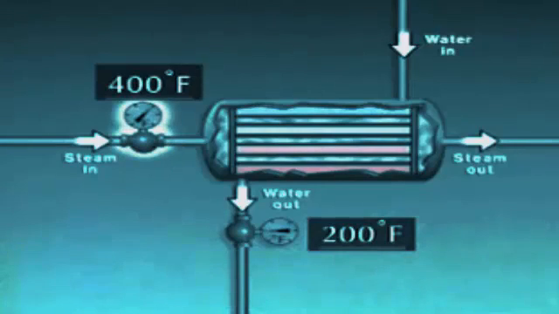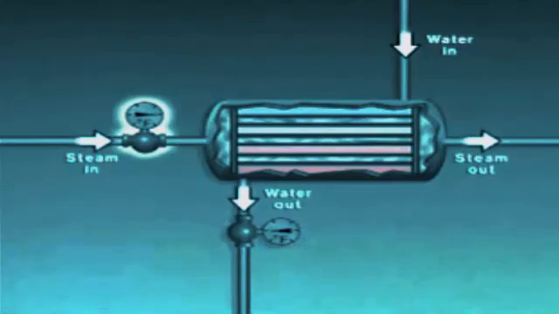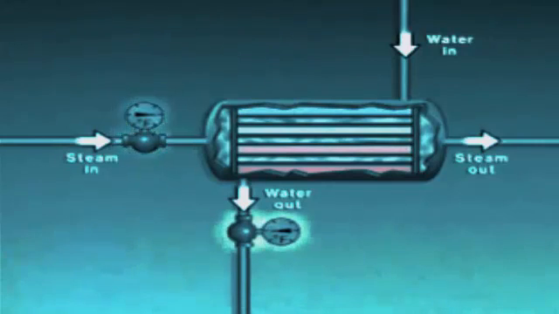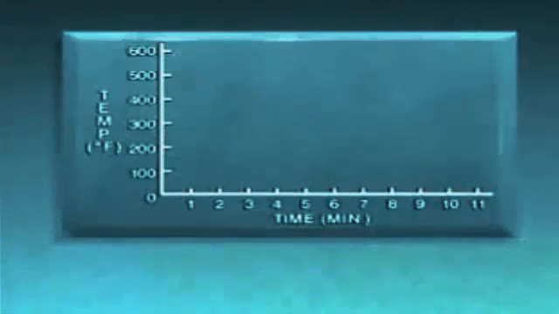Now, suppose a process disturbance causes the temperature of the steam to suddenly rise to 500 degrees. What do you suppose will happen to the temperature of the water? Even though the steam temperature increased suddenly, the water temperature will remain unchanged briefly, then increase slowly. It's easier to see how the water temperature changes by plotting the temperature changes on a graph.